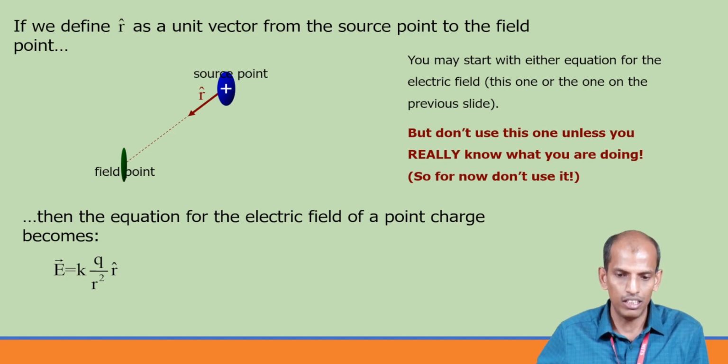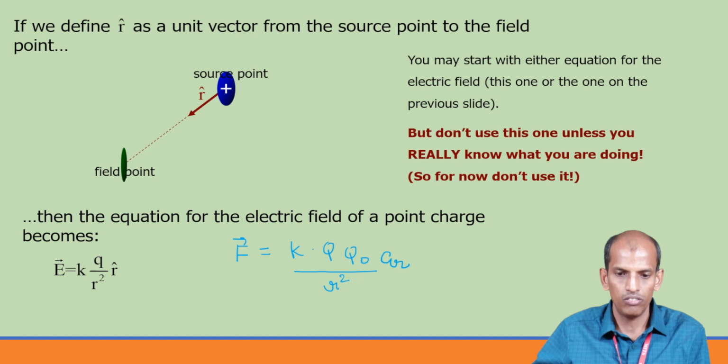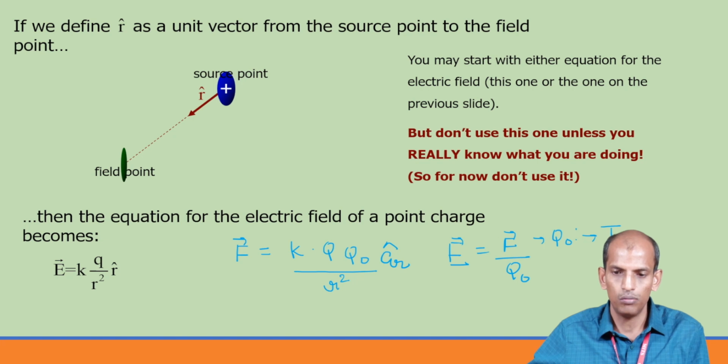That is what we have done earlier. So it's very easy. Force we have written earlier. It was K Q Q naught upon R square R hat. We were aware of this in the last class. Then today, what we discussed is that E is equal to F over Q naught, or it may be Q T, where Q naught is essentially the test charge. That's very important.